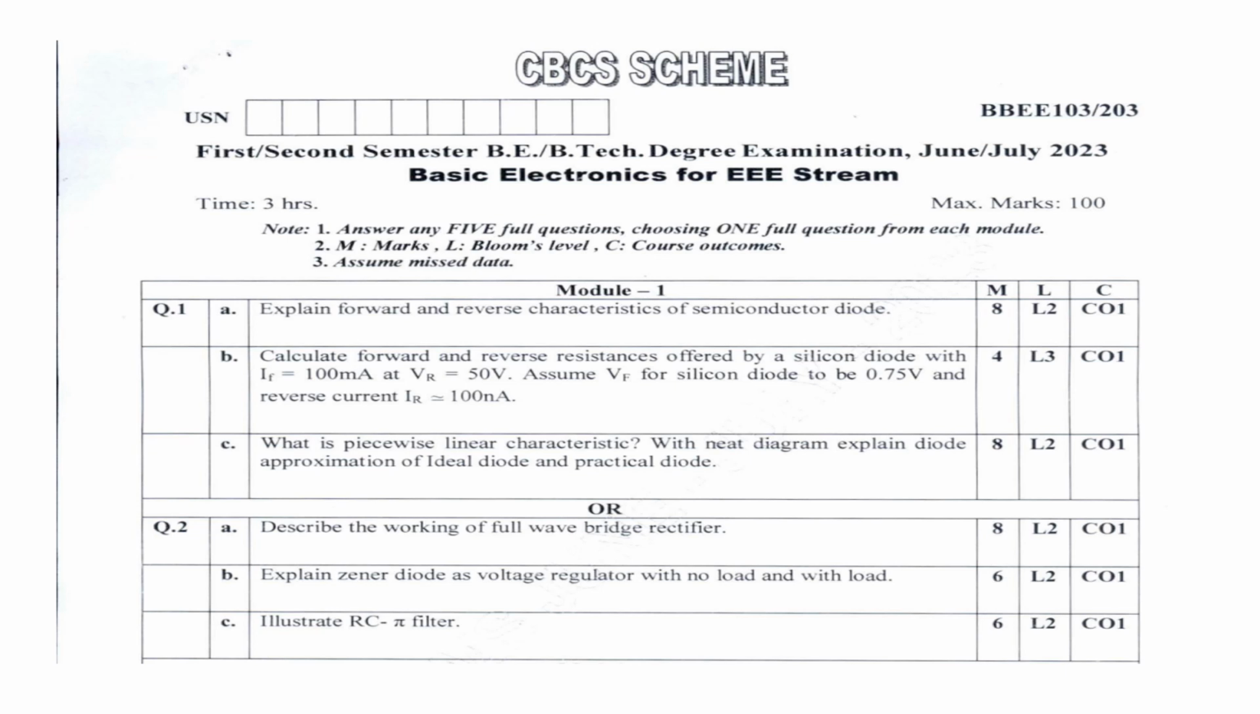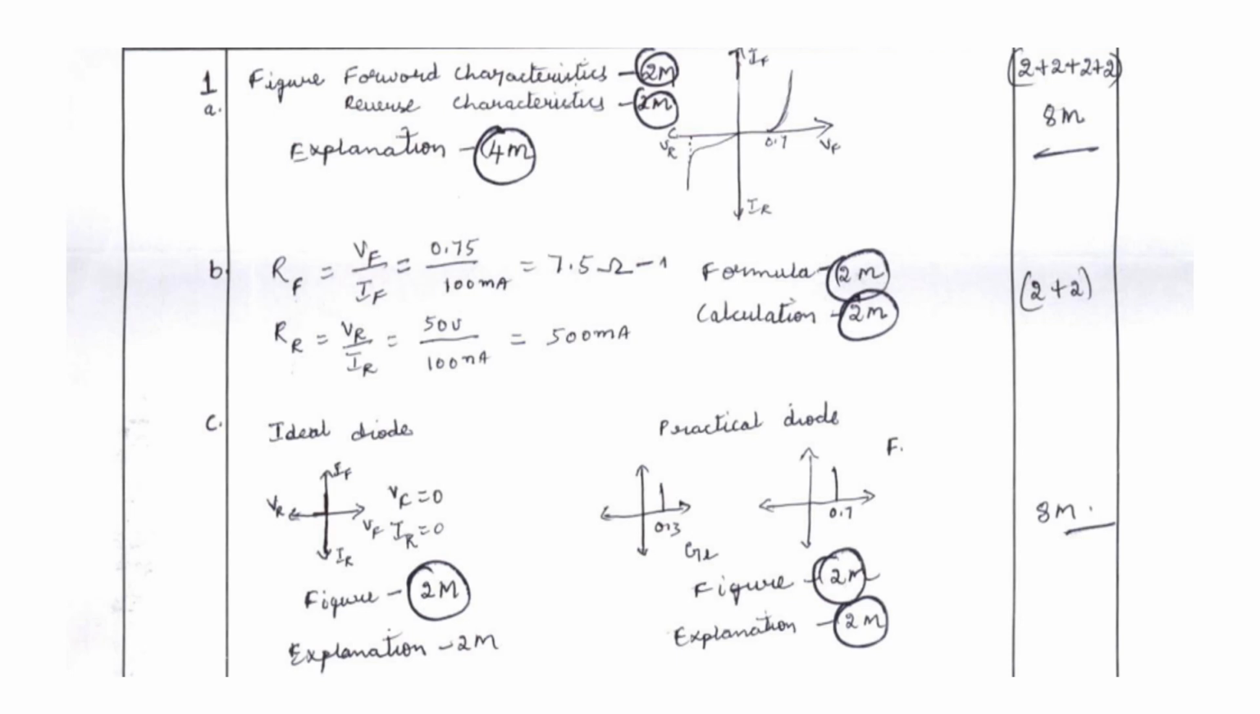So coming to the scheme, let us see about the forward and reverse characteristics of semiconductor diode. So you obviously know when you draw a diode how the current passes through and what is the forward characteristics and negative characteristics. Sorry, that is reverse characteristics. So forward characteristics carries 2 marks and reverse characteristics carries 4 marks. So you will be drawing this figure and explaining what is forward and reverse characteristics. So each contains 2 marks, so totally 4 marks, and the explanation carries 4 marks. So totally it is of 8 marks.